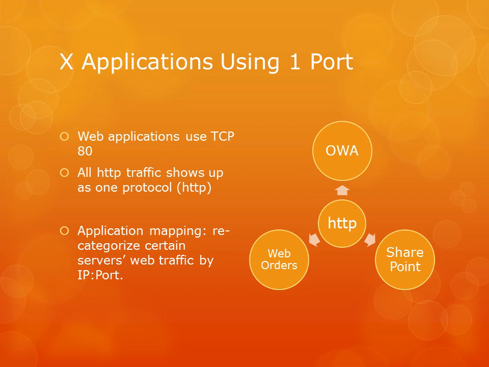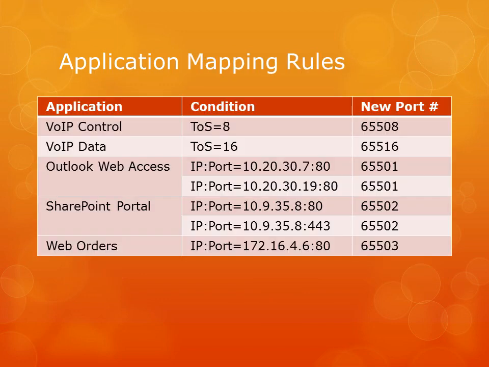The way we uniquely identify this traffic is with a rule that says, if it's on one of my Outlook Web Access servers and it's port 80, classify it this way. If it's one of my SharePoint servers and it's port 80, classify it that way. If it's one of my web order servers and it's port 80, classify it this other way. Let's look at what those rules would look like. Outlook Web Access, the SharePoint portal, and the Web Orders application would each have their own rule, keying on an IP address and a port number. Each rule would remap them to a new port number.